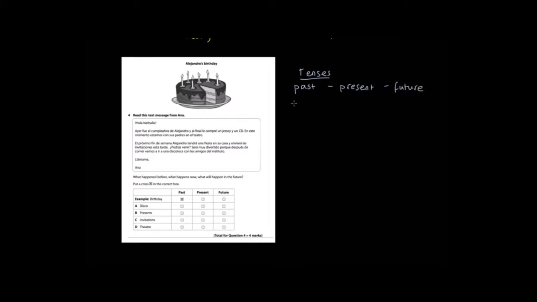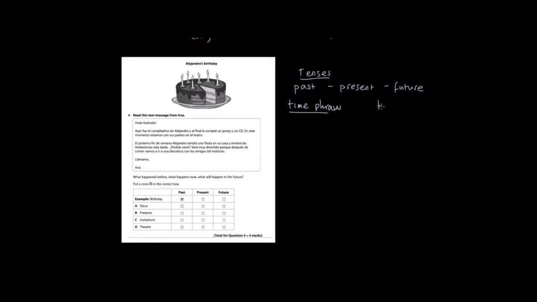In order to do well in this sort of question, we need two things very, very present in our minds. One is our knowledge of time phrases.